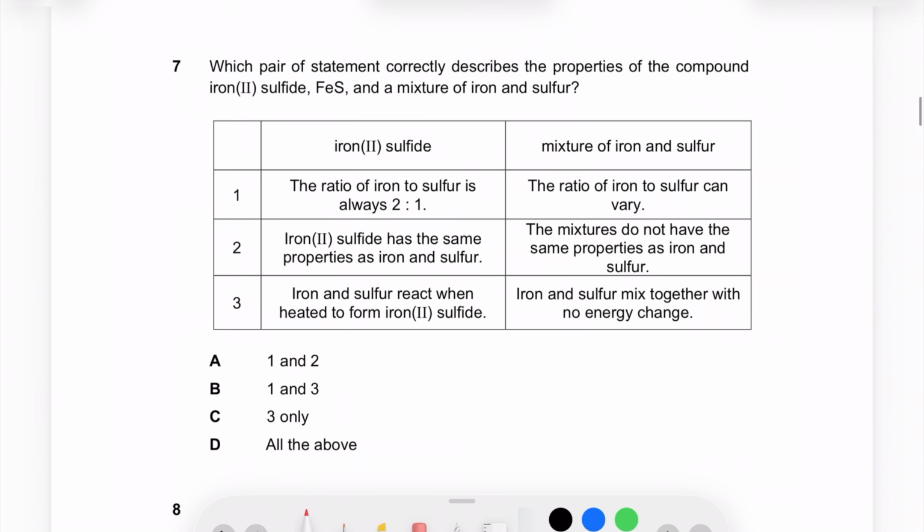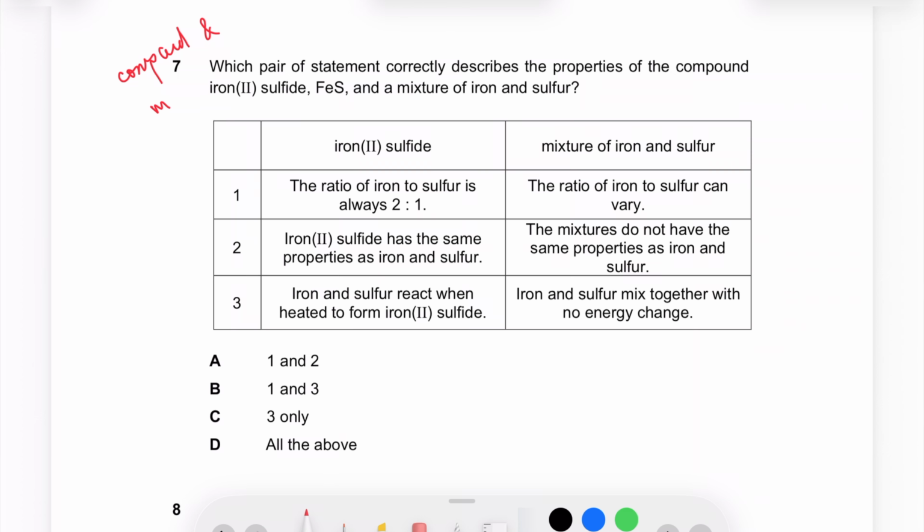Question 7, take a look. This one is under element, mixture, compound: compound and mixture. Which pair of statements correctly describes the properties of a compound, iron(II) sulfide, and a mixture? There are 5 differences, which will be useful for this question.